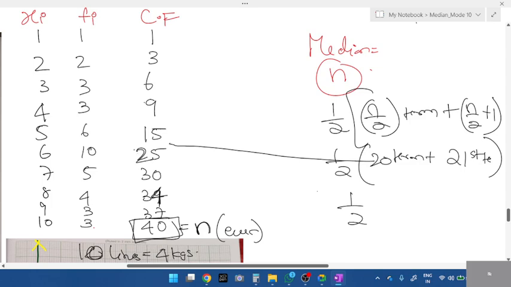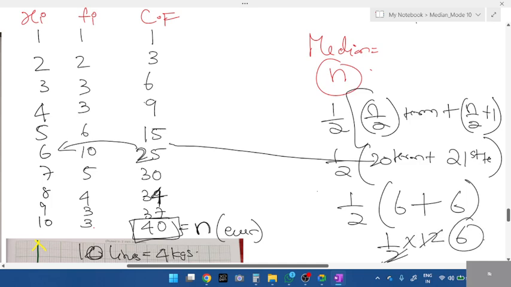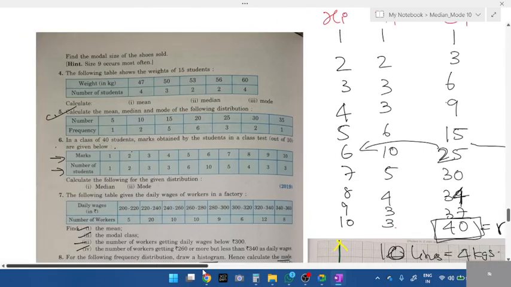Take the highest value, 25. But 25, what's the answer? Next. Given 21, what you have to take? Just 25's value. 6 plus 6 is 12, 2 sixes are 12. What's the answer? 6. 6 what? 6 students. Can you check the answer? Median is equal to 6 students.